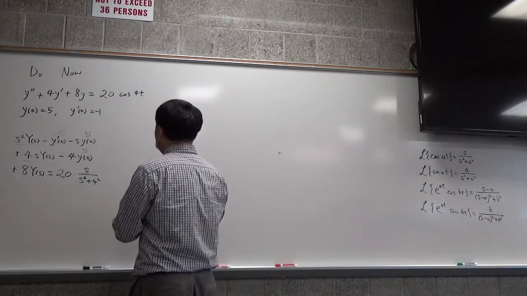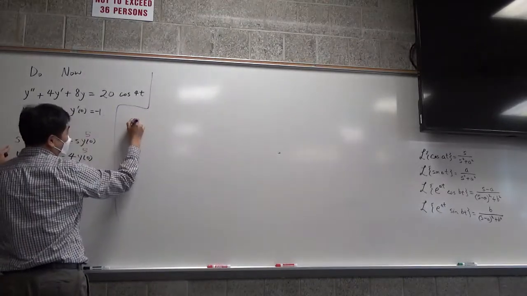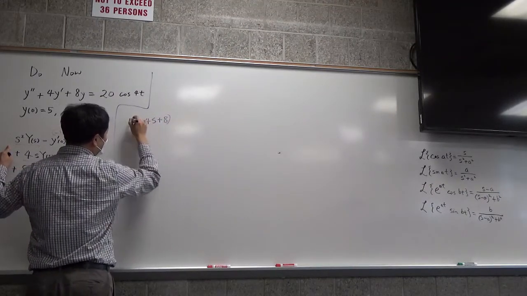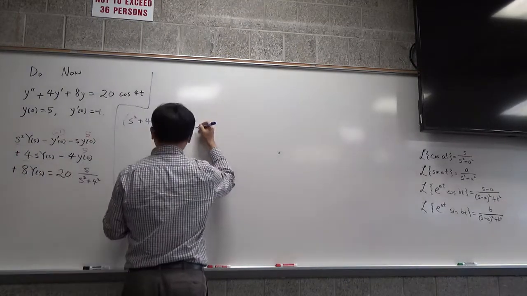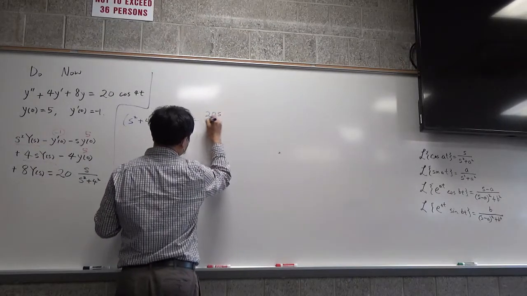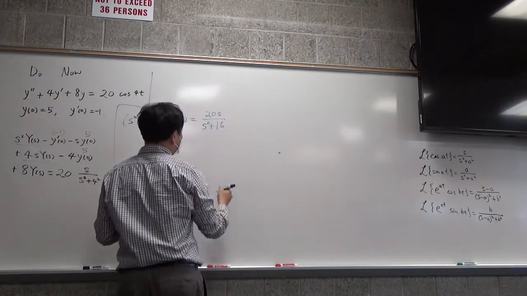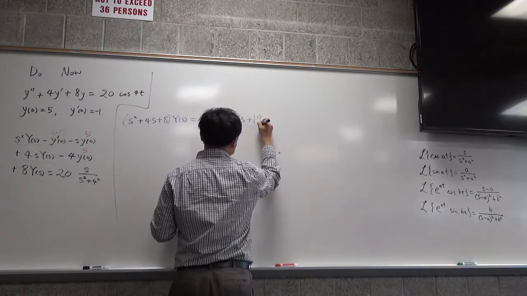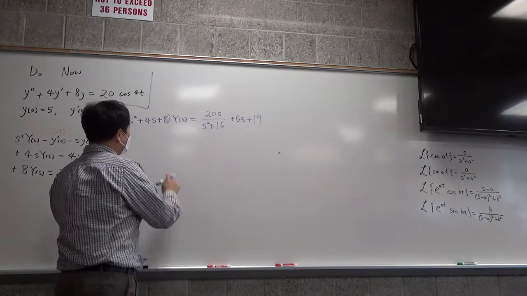So the result, once you do the Laplace transform, you're going to get s squared plus 4s plus 8 times capital Y equals 20s over s squared plus, let's just write 16, 4 squared is 16, plus 5s plus 19. Okay, how many of you got correct until here? Okay, good. Now, let's divide by this.